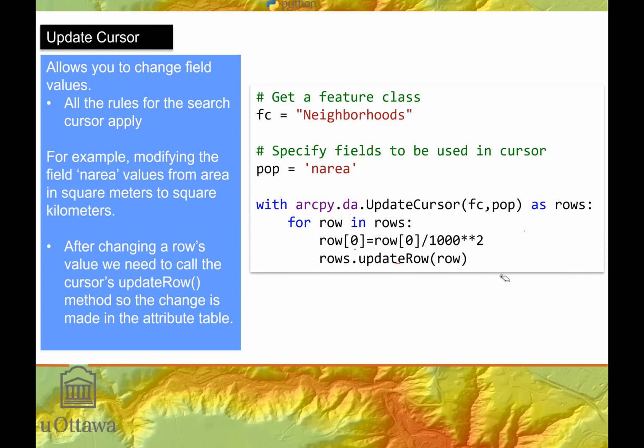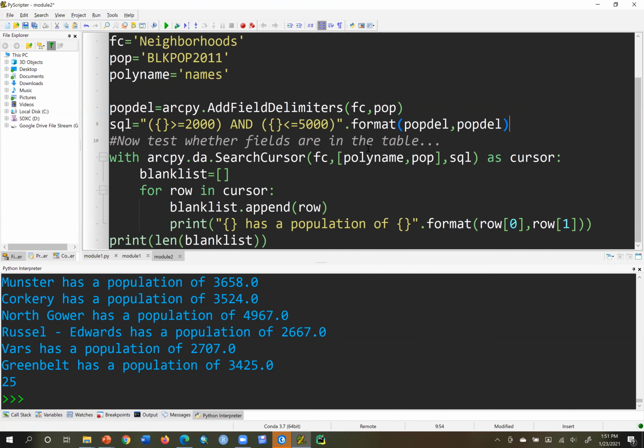Or if you use the cursor with a variable, such as rows equals arcpy.da.SearchCursor, until you delete the rows cursor. So as an example here, back in here again, we saw this example here.